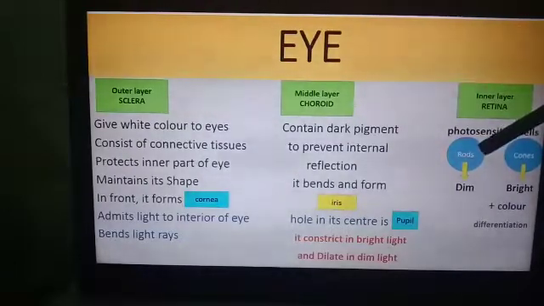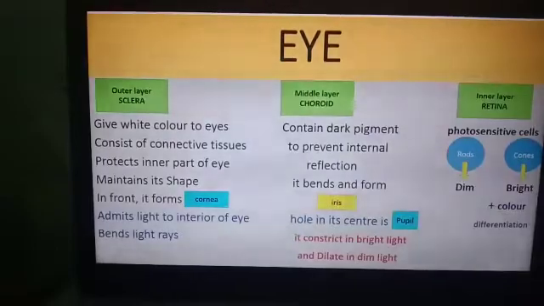Rods are sensitive to dim light, and cones are sensitive to bright light, and cones also play a part in color differentiation. They are involved in color differentiation.